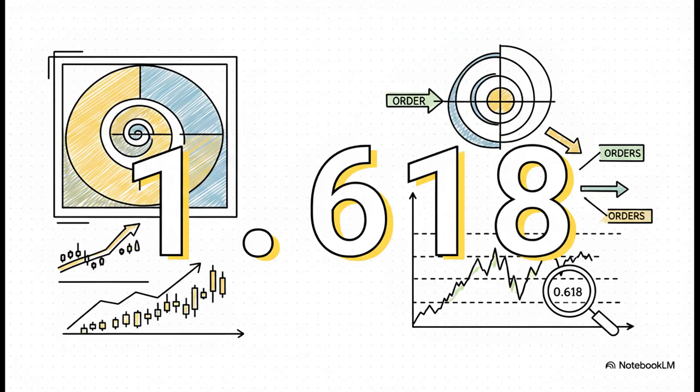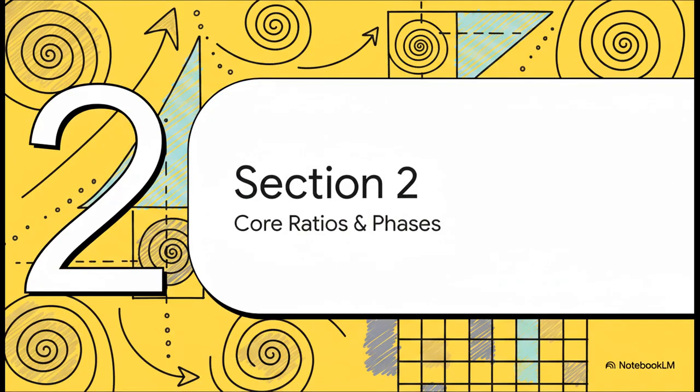It's the specific mathematical harmony that dictates where millions of traders are placing their orders. And because so many eyes are glued to these exact levels, it creates this highly tradable, self-fulfilling prophecy right on your charts. Moving on to Section 2, Core Ratios in Retracement Phases. Now we're going to break down exactly how we categorize these core ratios into different phases of market retracements.